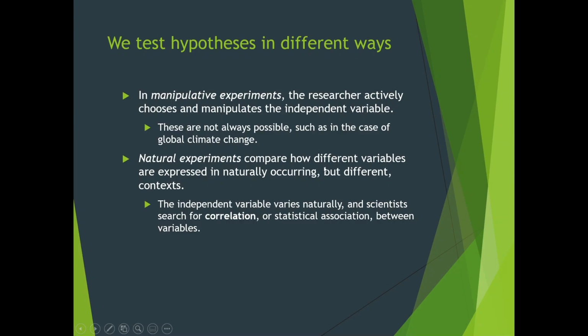Natural experiments compare how different variables are expressed in naturally occurring but different contexts. So the independent variable varies naturally, and the scientists search for correlations or statistical associations between these variables. And this is what the climate scientists do. So they want to find out what the dependent variable is, the average temperature of the world.